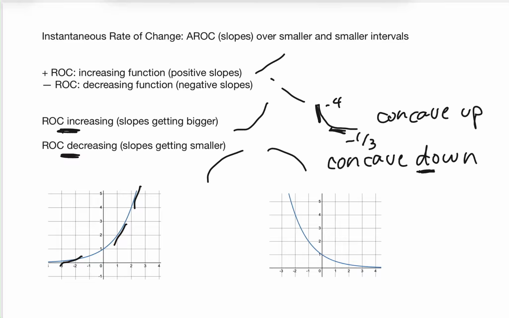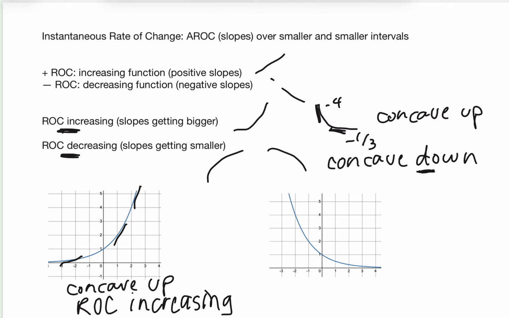So we know that this is going to be concave up, which means our rate of change is increasing. But if we're just talking about the function itself, the function is also increasing. So we would say that this graph is increasing at an increasing rate.